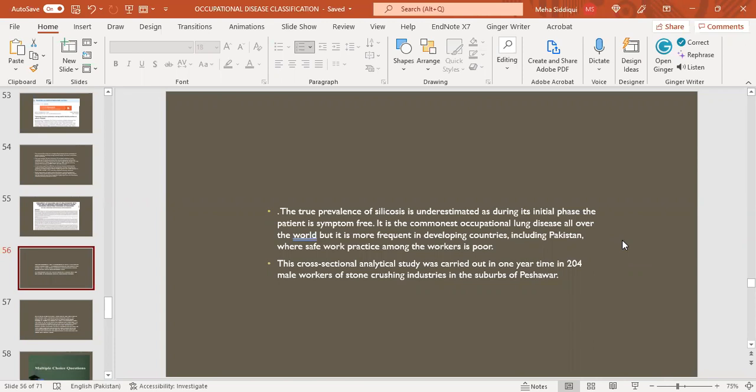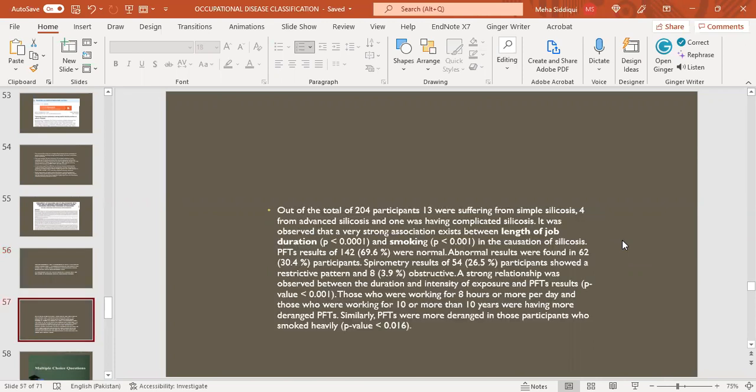This cross-sectional analytical study was carried out over a year in 204 male workers of stone crushing industries in the suburbs of Peshawar. Out of the 204 patients, 13 were suffering from simple silicosis, 4 from advanced silicosis, and 1 was having complicated silicosis. It was observed that a very strong association exists between length of job duration and smoking in the causation of silicosis.